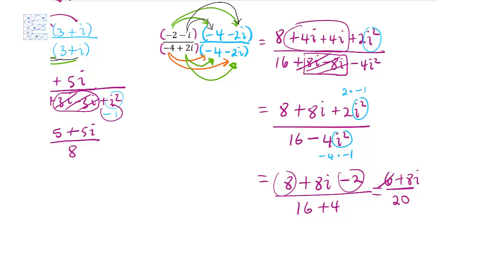Therefore, 2 goes into 6 3 times, 2 goes into 8 4 times, 2 goes into 20 10 times, and that makes the final answer 3 plus 4i, all of this over 10.